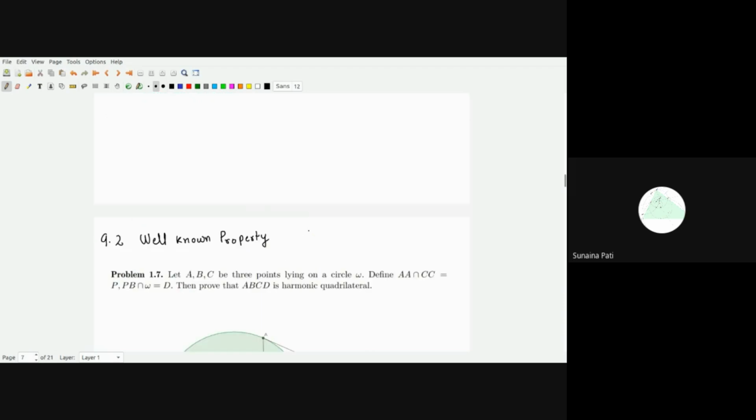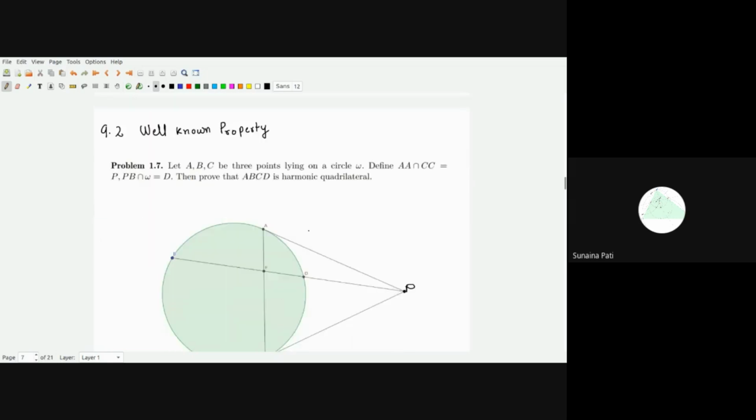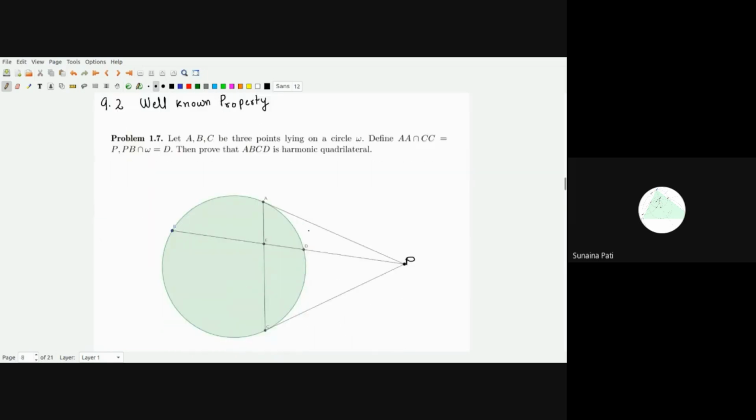The second is the well-known property of harmonic quadrilaterals. So I'll just get this one, and you give this problem a good try. Because actually, when I tried it for the first time, I couldn't get it, but now looking back at it, it's actually very, very useful. But it uses something which is not that well known, but it's actually useful. That's what my hint is.